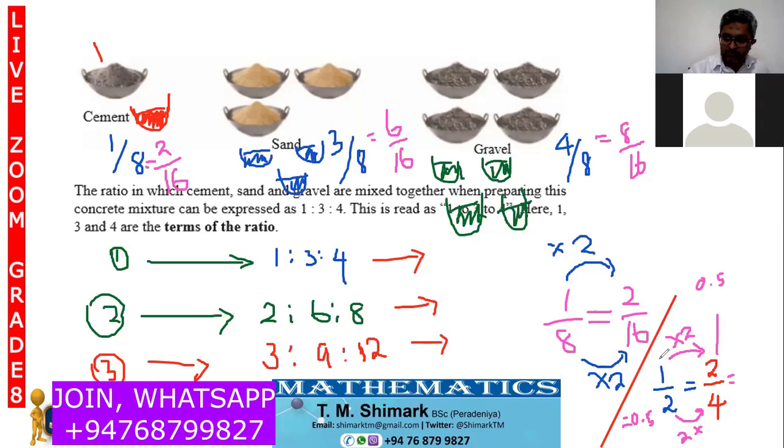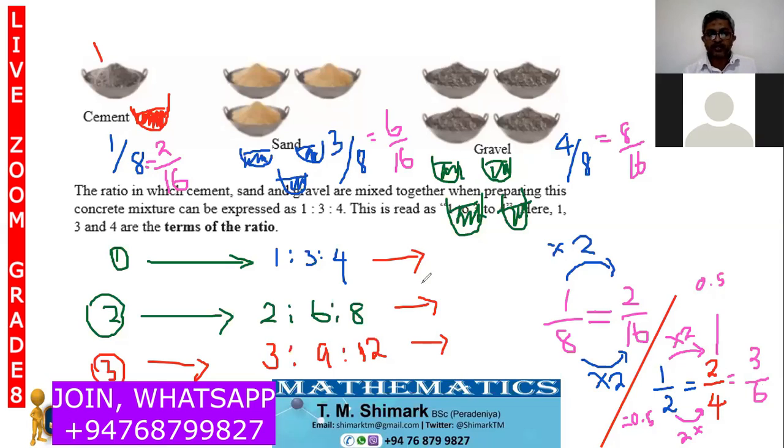This one I multiply by 3, this will become 3. So if you multiply that one by 3, I can multiply this also by 3, it's going to be 6. So all these 3 are equivalent fractions. I can multiply the numerator and denominator and get the same value. It only looks different, but the values are the same. This is what we call equivalent fractions.